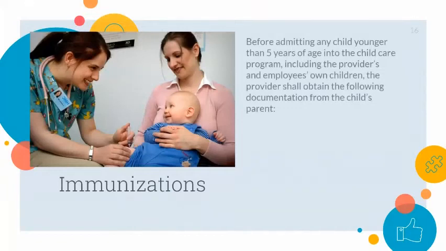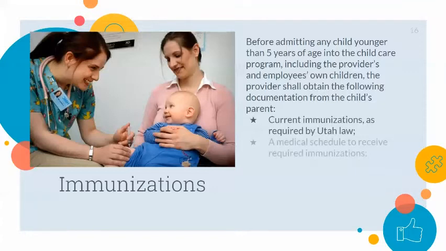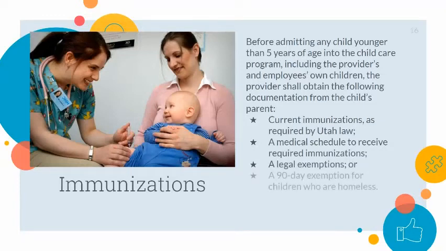For immunizations, before admitting any child younger than 5 years of age into the child care program, including the provider's and employee's own children, the provider shall obtain the following documentation from the child's parent: current immunizations as required by Utah law, a medical schedule to receive required immunizations, a legal exemption, or a 90-day exemption for children who are homeless.